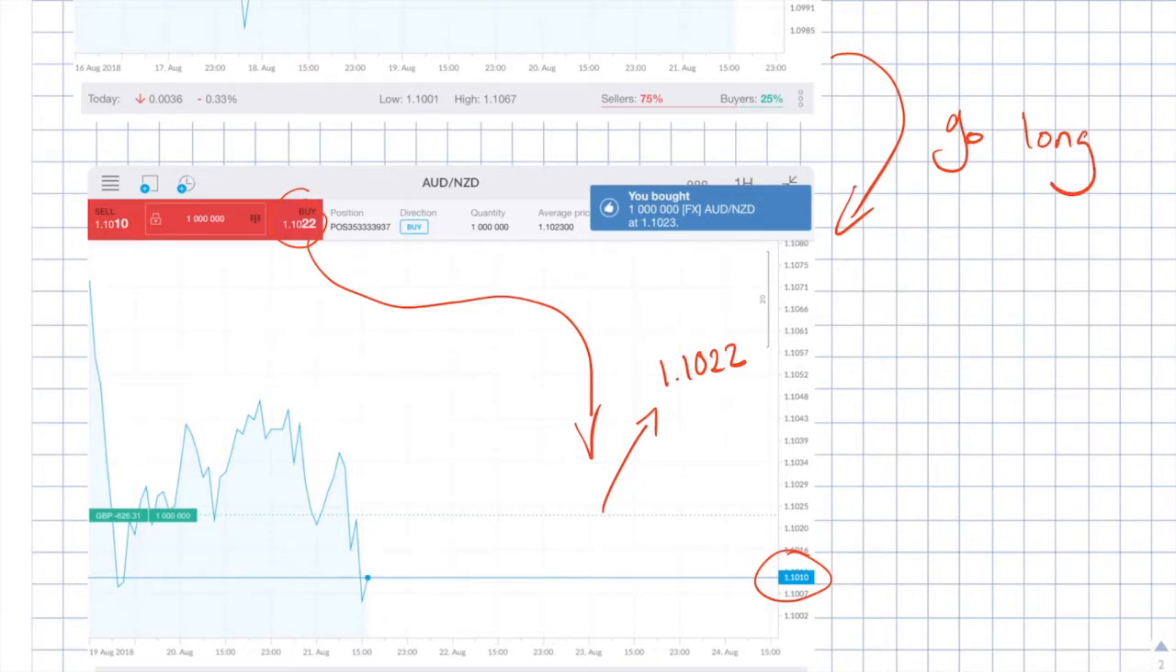It means that I must wait for the graph for the Australian dollar against the New Zealand dollar to increase, to go up, for a bullish trend to occur, for me to make a profit. But also it must go above the currency rate of 1.1022. And as you can see, it's not above 1.1022, so I'm in a loss.